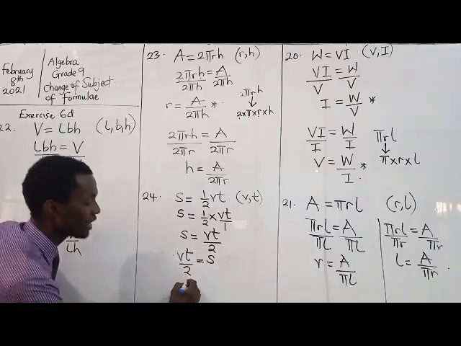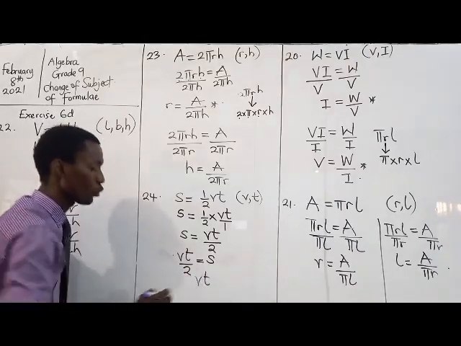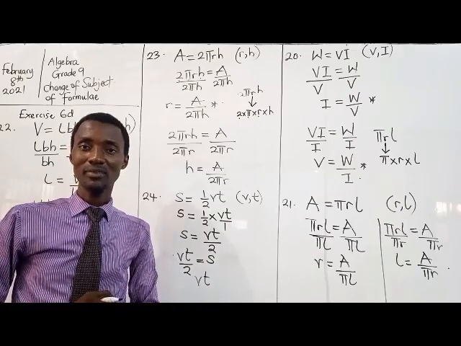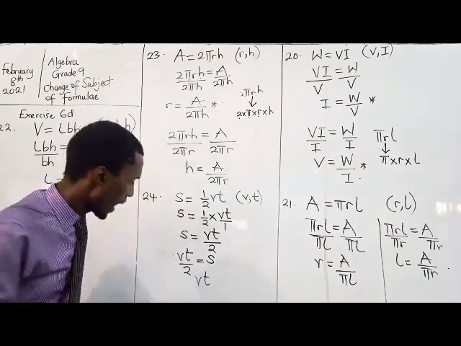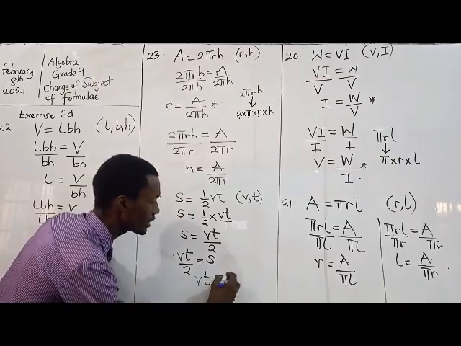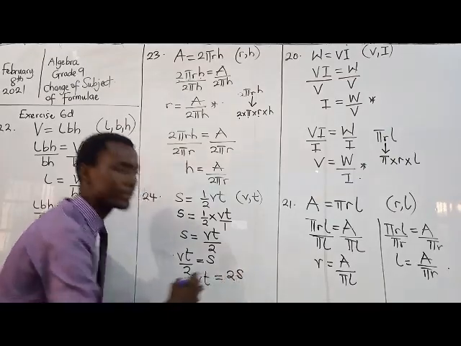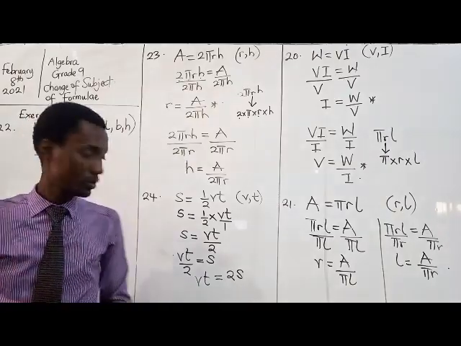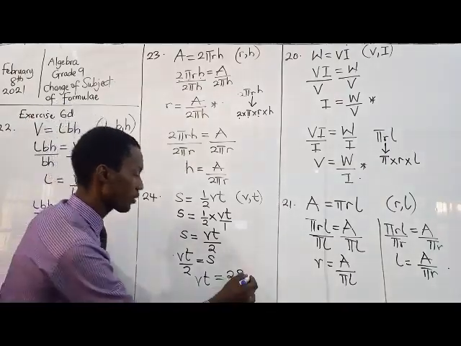As such, I can now go ahead with my endgame Ironman suit and have that Vt is equal to 2S. Vt will be equal to 2S. Okay.